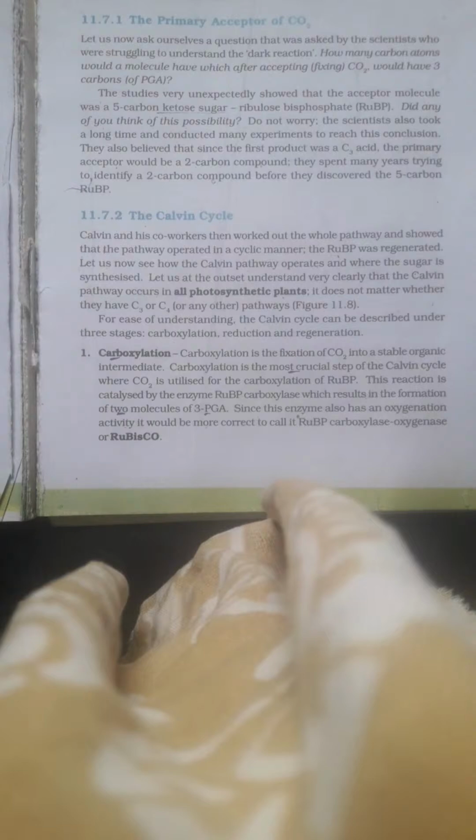Ribulose bisphosphate, that is RuBP. Ribulose is a 5 carbon keto sugar; ribulose bisphosphate has 2 phosphates, so it is RuBP. This is the primary acceptor of CO2 in the C3 cycle or C3 pathway given by the Calvin scientist.